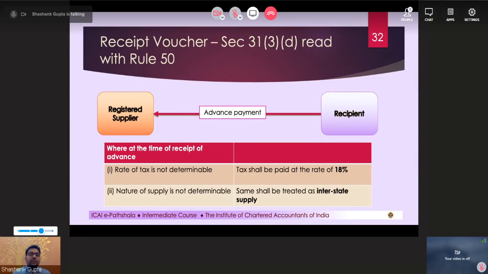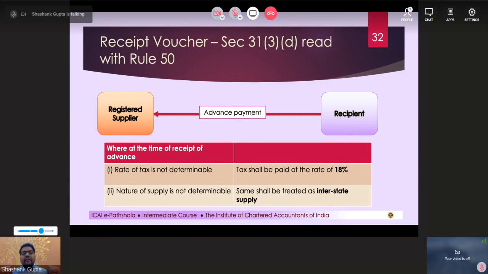Next is receipt voucher. Receipt voucher is required to be issued in cases where an advance is received against supply. So, if for any supply, any advance is being received, then the recipient is required to issue a receipt voucher. Herein, two more things are important.